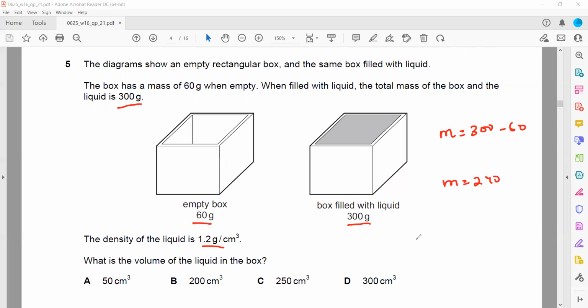The density is 1.2, so we have the formula: density is mass over volume. Density equals 1.2, mass is 240 divided by volume, or volume equals 240 divided by 1.2. So when we divide 240 by 1.2, it comes out as 200 centimeter cube. So B will be the right answer.